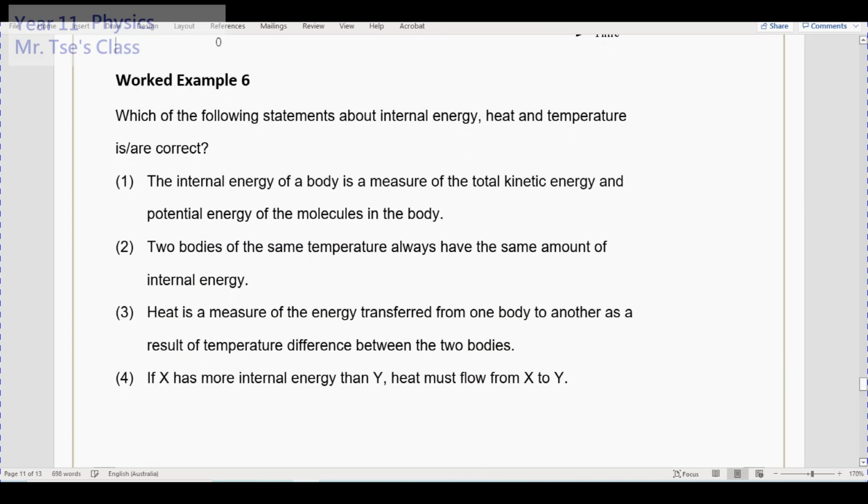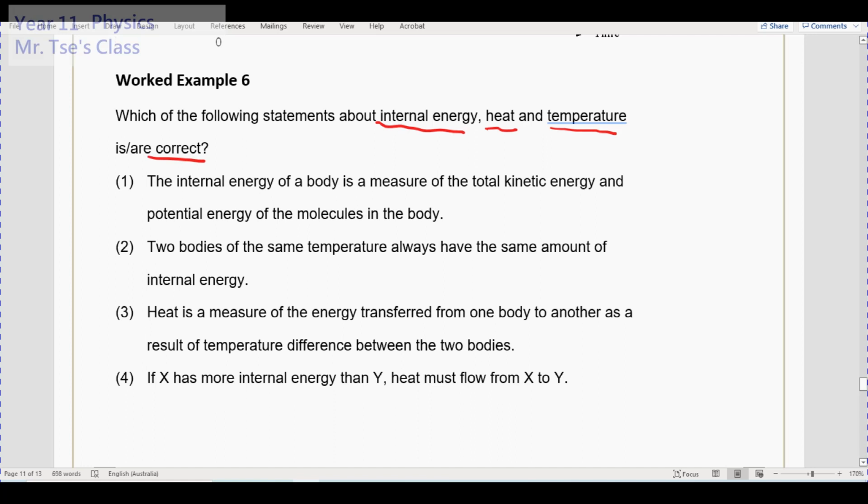So there are a few examples about internal energy, heat, and temperature. We try to link up these ideas. Internal energy means the total amount of KE and PE within the body of all molecules. Heat means the thermal energy transfer between two bodies when they have a temperature difference. And temperature is just a measure of the average kinetic energy within a body. So let's see which one's correct. The internal energy of a body is a measure of the total kinetic energy and potential energy of the molecules in the body.